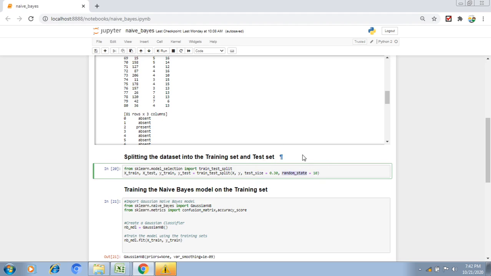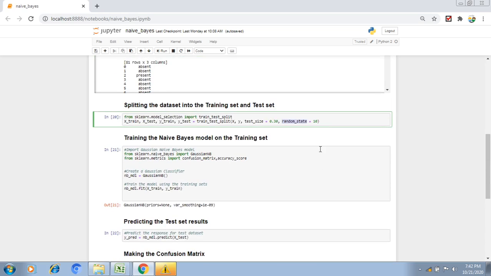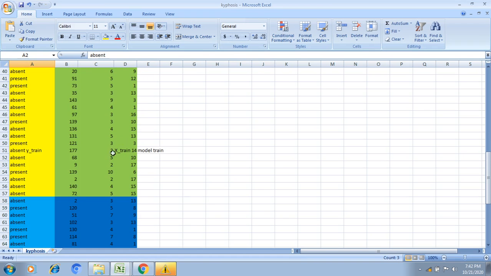If you are not mentioning anything, the prediction will always be changing. That's why I'm mentioning the random state is 10. Then it will always take the same sample data for the test data. That's why we always need to mention the random state. Now I got the x train and x test, y train and y test. I got the 4 samples like we discussed in the Excel.